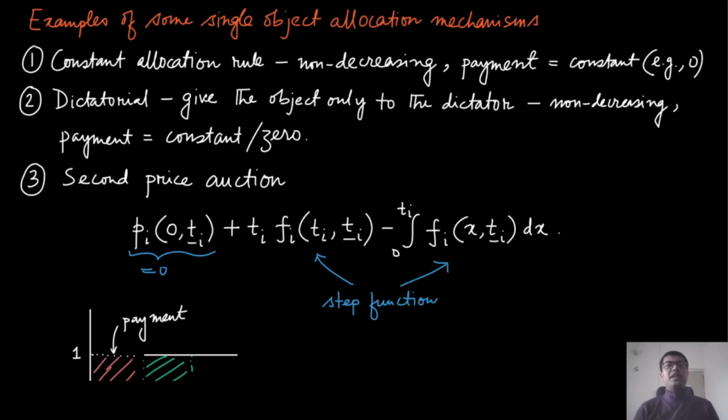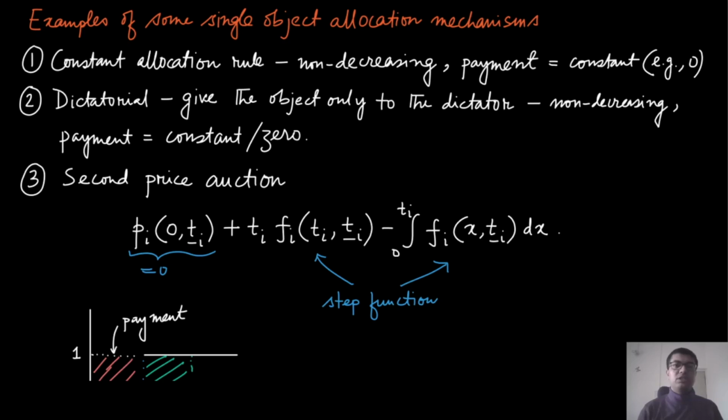Now let us look at some examples of single object allocation mechanisms to understand the implications of Myerson's result better. The first two are quite standard and we have discussed them quite a few times. The constant allocation rule is of course non-decreasing, and the payment could be any constant. For example, it can be equal to 0.